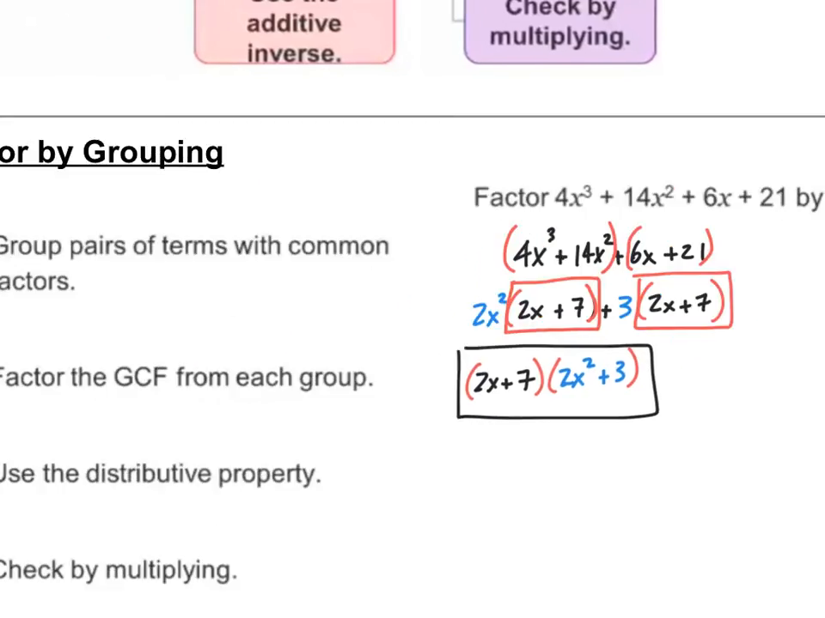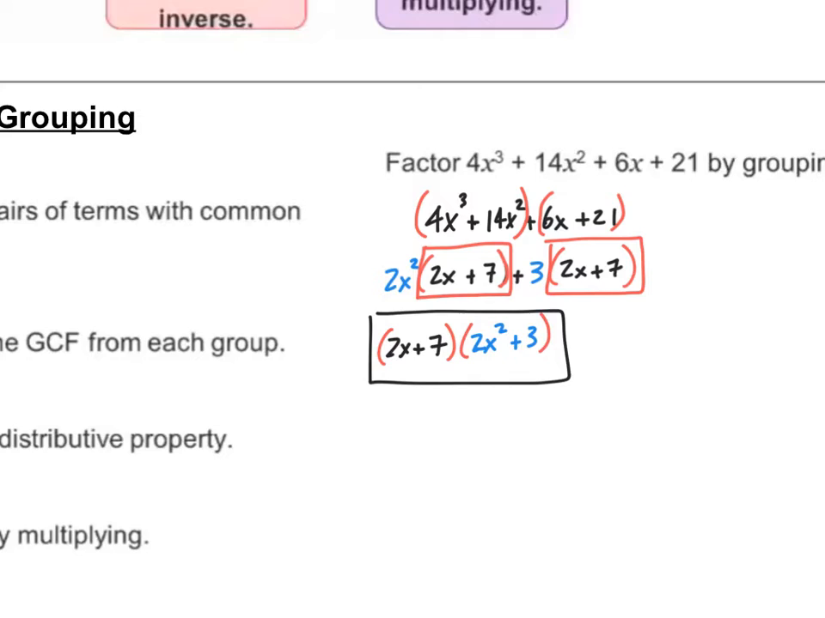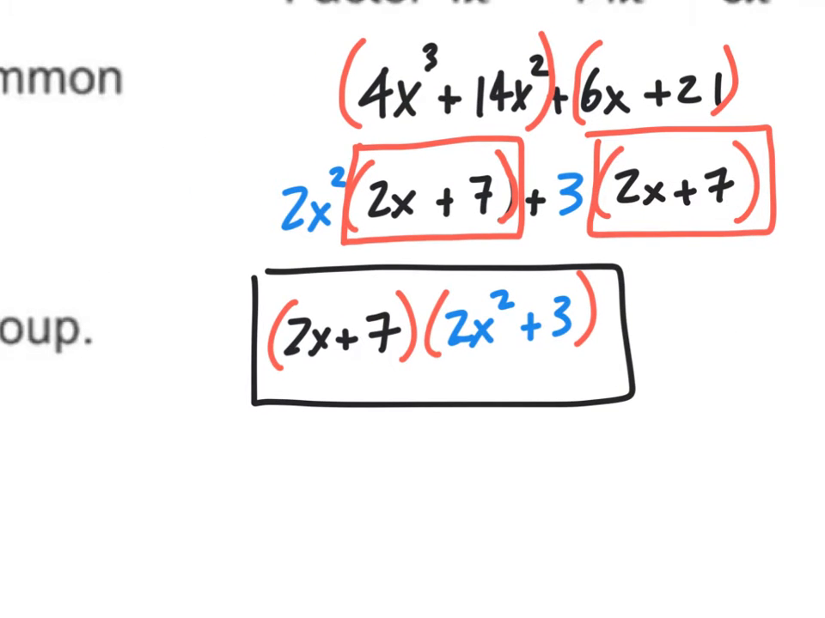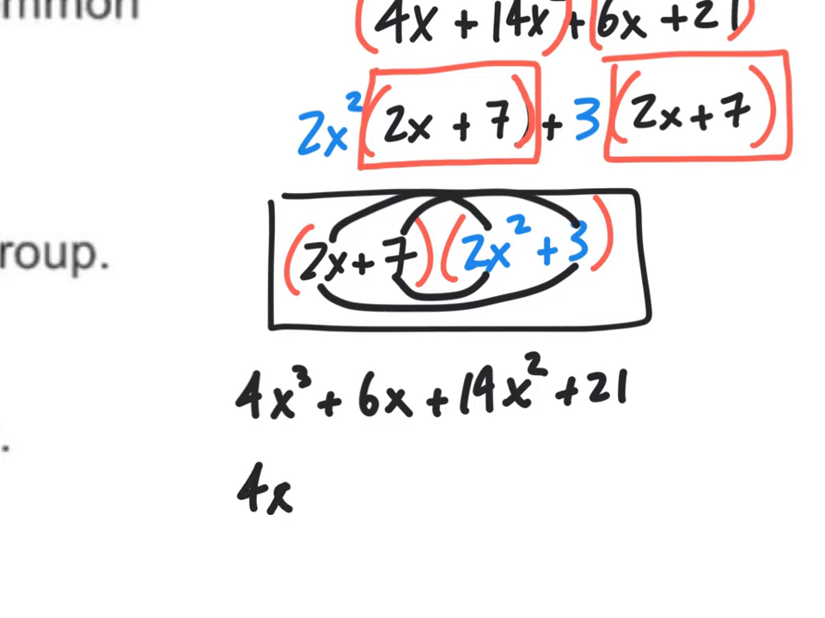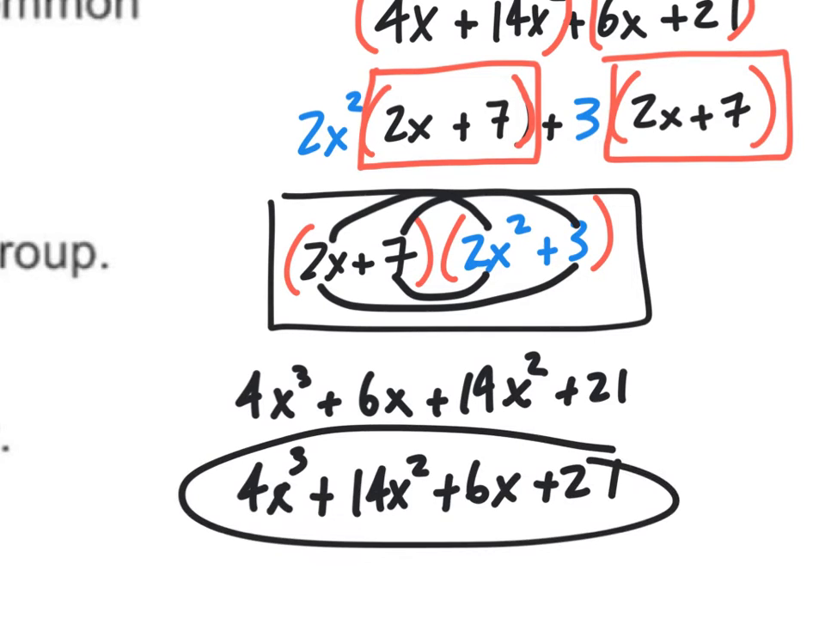And we can obviously check by multiplying. If I wanted to multiply this out, I would use FOIL. So if I FOILed this out, I would take 2x times 2x squared, which gives me 4x cubed. I would take 2x times 3, so plus 6x. I would take 7 times 2x squared, which gives me positive 14x squared. And then 7 times 3 gives me 21. Now, this isn't in descending order, so I should put 4x cubed plus 14x squared plus 6x plus 21. And that's what we started with. That's the idea.